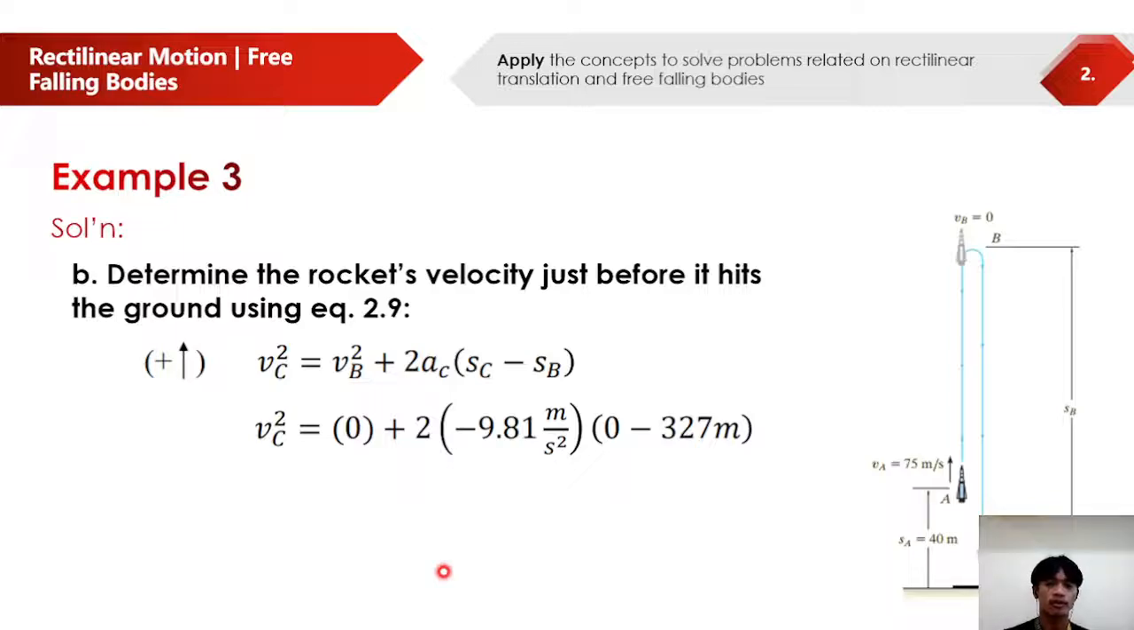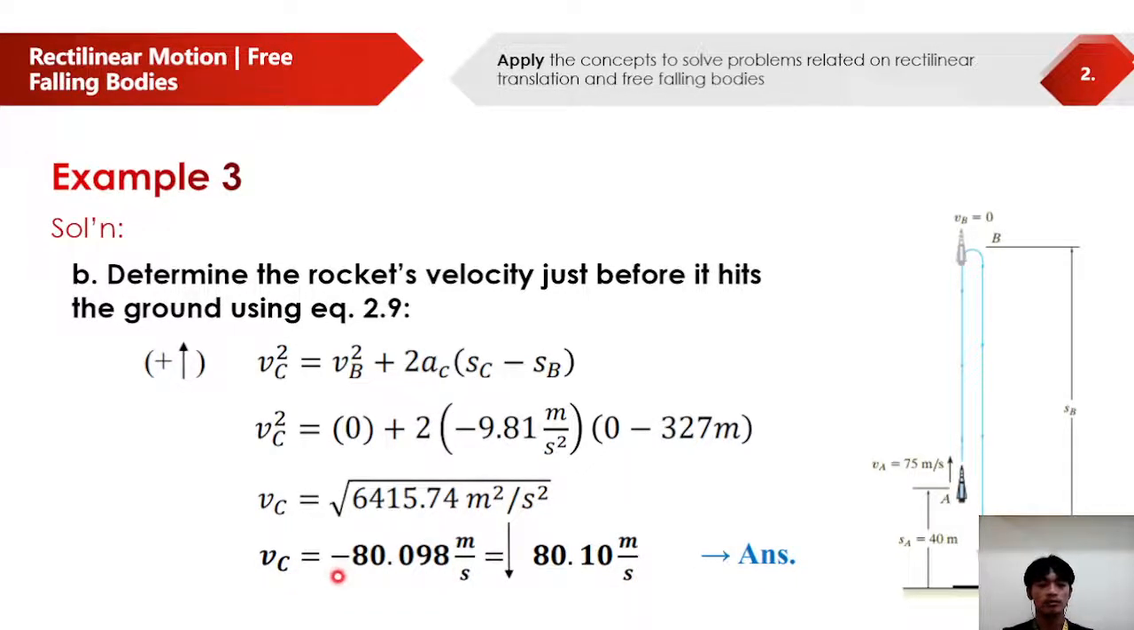So, we can now directly solve for V sub C, and that will be equal to negative 80.098 meters per second, or equal to 80.10 meters per second. Now, if you take the square root or solve a radical, it always gives a plus or negative result. In this case, since our velocity here is moving downward, we should consider the negative, because downward is negative. So, it is negative 80.098 meters per second, or you can round it off to 80.1 meters per second.